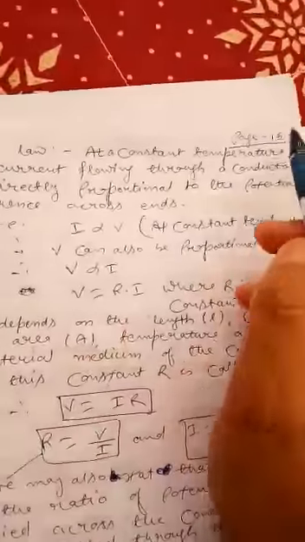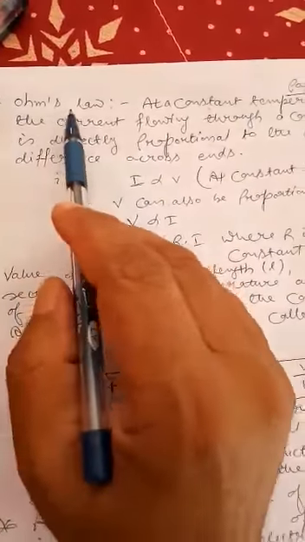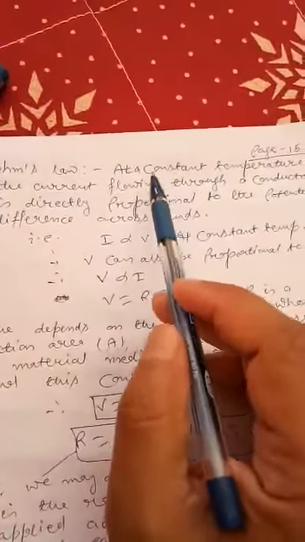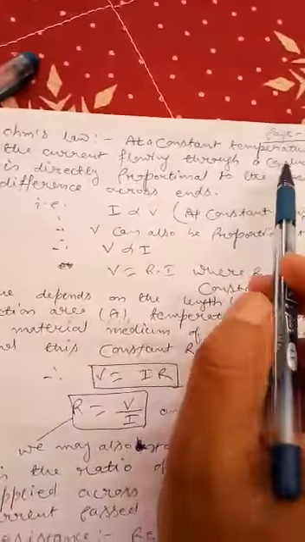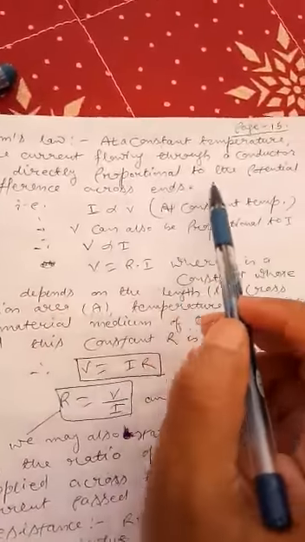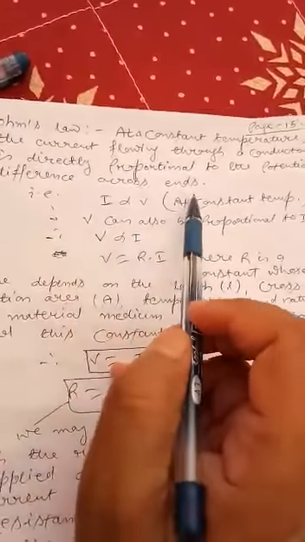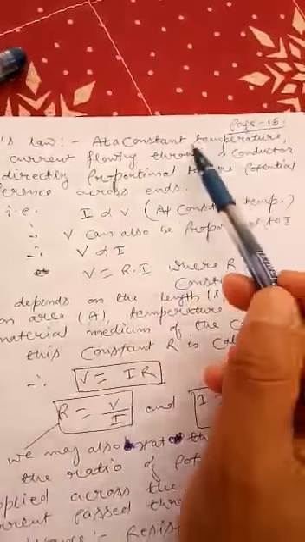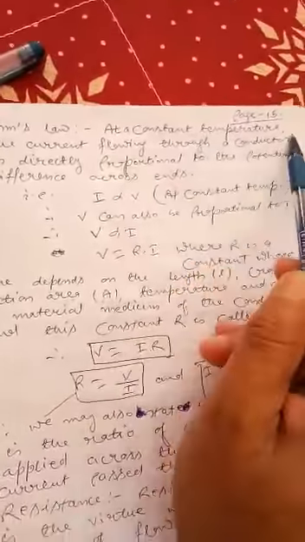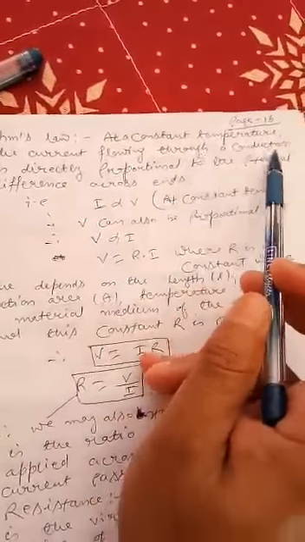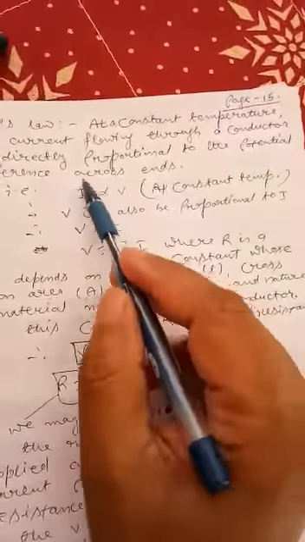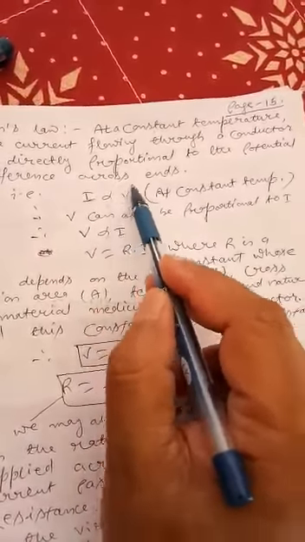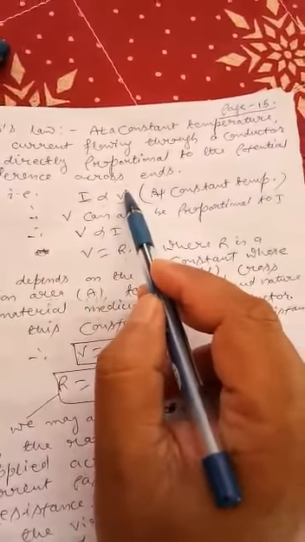Now page number 15. What is Ohm's law? Dear students, at a constant temperature, the current flowing through a conductor is directly proportional to the potential difference across its ends. Again listen to me. At a constant temperature, the current flowing through a conductor is directly proportional to the potential difference across its ends. That is, the amount of current is directly proportional to the potential difference applied across the ends of the conductor.